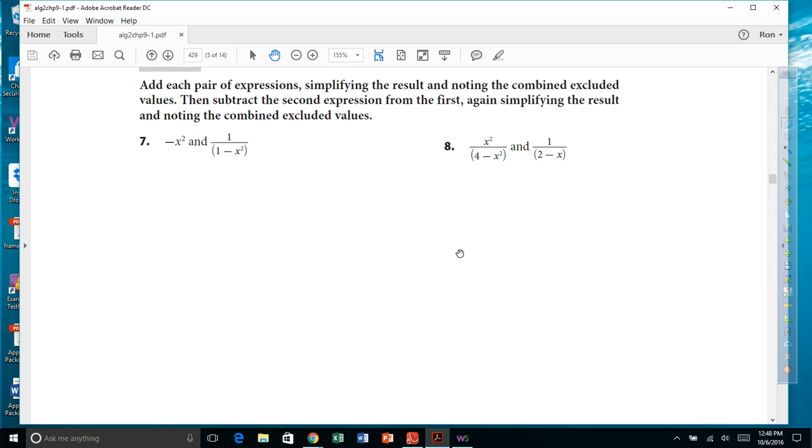Your turn. Add each pair of expressions, simplifying the result and noting the combined excluded values. Then subtract the second expression from the first, and again simplify the result and note the combined excluded values. So we're going to add and then we're going to subtract.